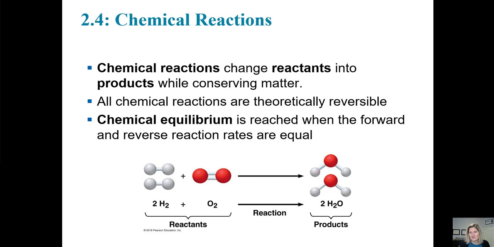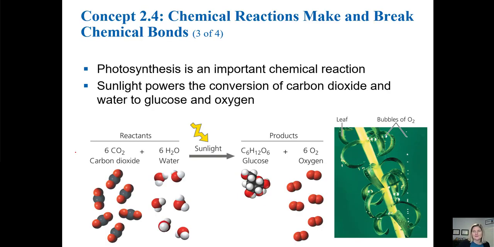Okay. So chemical equilibrium is reached when the forward and reverse reactions are equal. If these are going at the same time, so the reactants are reacting together to form water, and the water is breaking apart to form these over and over again, they've reached a chemical equilibrium where it's equal on both sides. Okay. All right, so let's take a look at an example of a chemical reaction in nature.